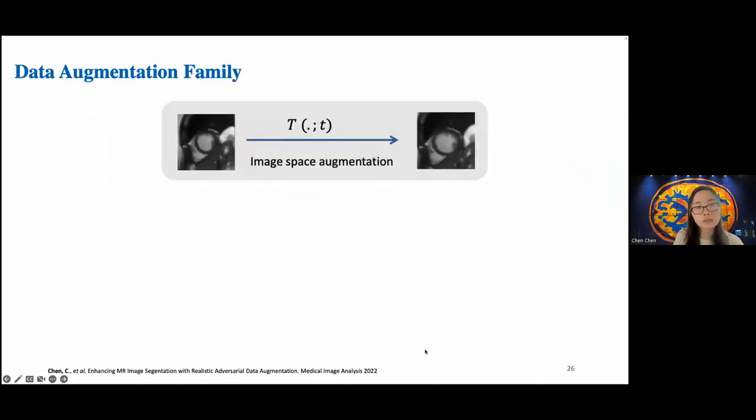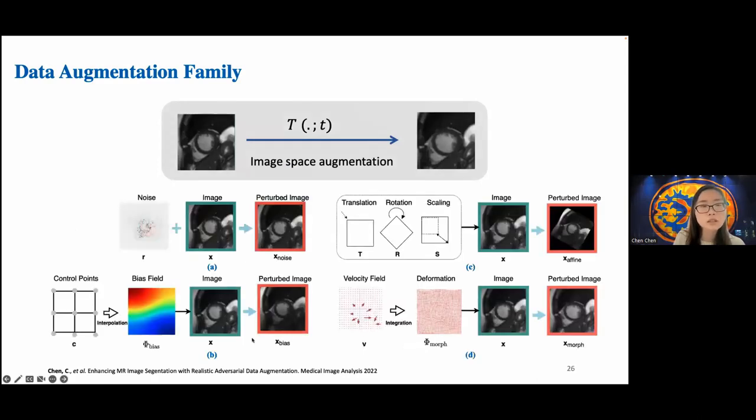So now I have introduced you to three types of adversarial attack: the noise, the bias field, and the velocity-based deformation one. We further consider adding one more transformation into the family, which is affine transformation based. This also corresponds to very realistic variations caused by, for example, different patients. They might have different orientations or positions when they are being imaged. And the scale of the cardiac shape can differ if you're using a different field of view.